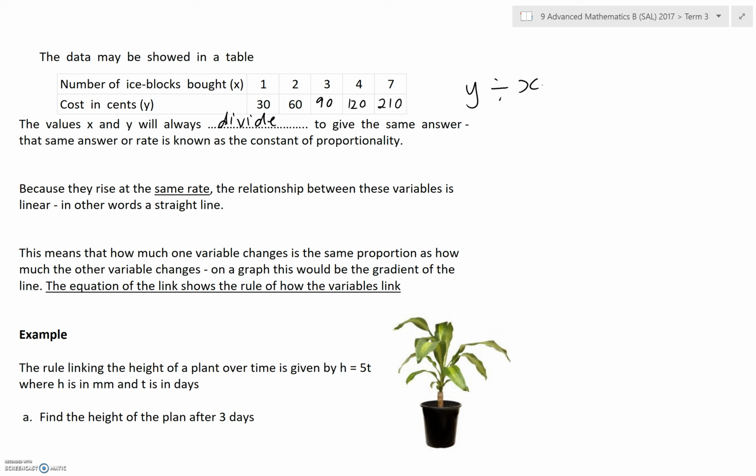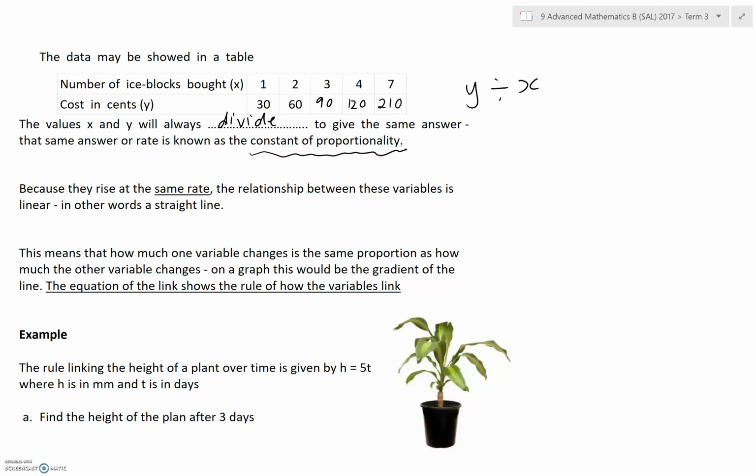And that same answer, or the rate, is known as the constant of proportionality. Now we'll talk more about that in a couple of lessons' time, but understand the amount or the rate it's going up is the constant of proportionality. It's constant, it's not changing, and it relates to proportion. So because they rise at the same rate, the relationship between these variables is linear.